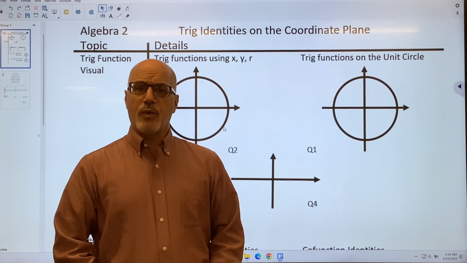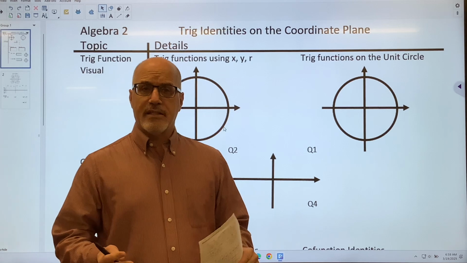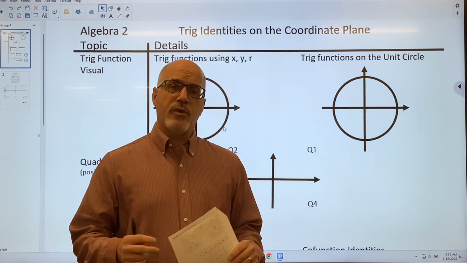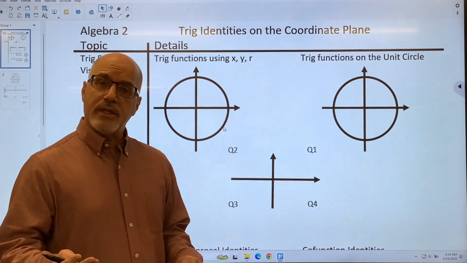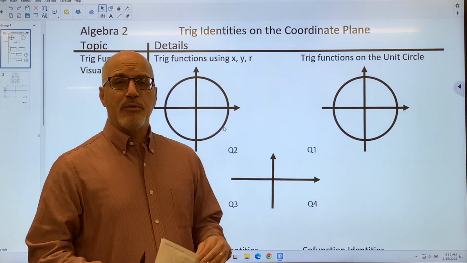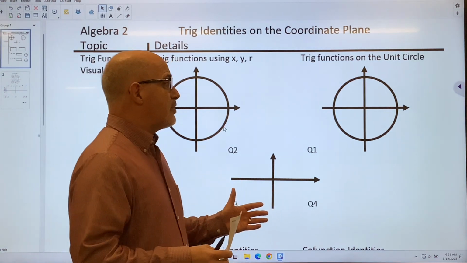In Algebra 2, as we work with trigonometry, we've introduced the idea of identities, and in this lesson we'll go ahead and review a couple of those identities we've already learned and introduce a couple new ones. So our objective is to be able to know some of the trig identities. So first of all, let's do a little bit of review.